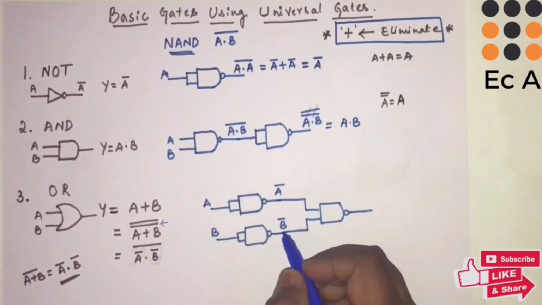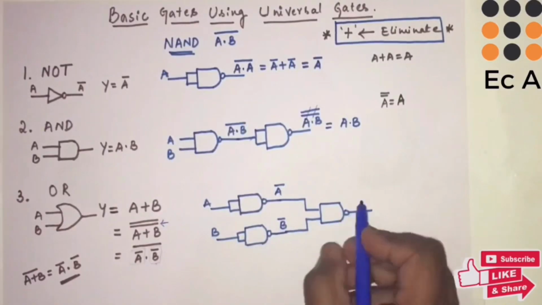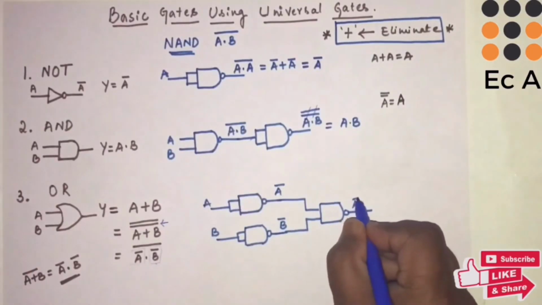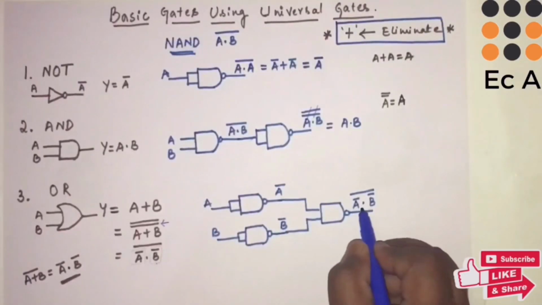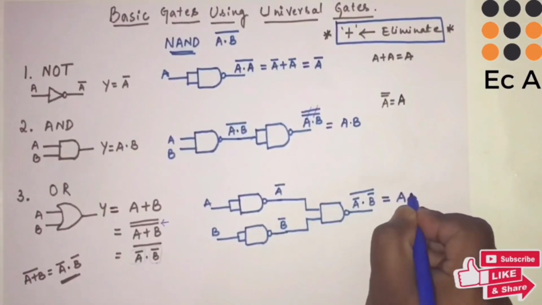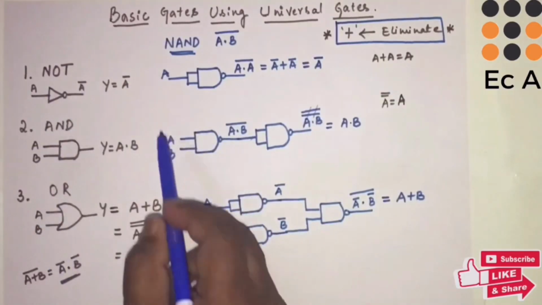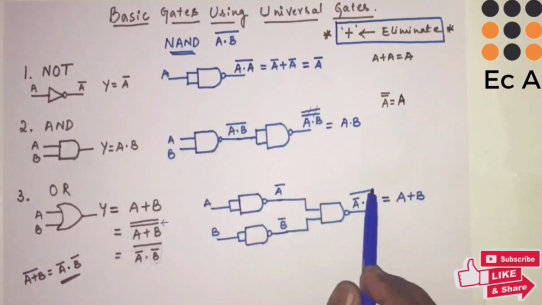So output of this NAND gate will be, this is the first term a bar, this is the second term. So it will be first term dot second term whole bar. So it is a bar dot b bar whole bar. So this is nothing but a plus b. So we have implemented all the basic gates using only NAND gate. Hope you understood this topic.